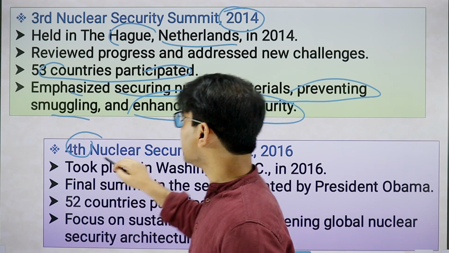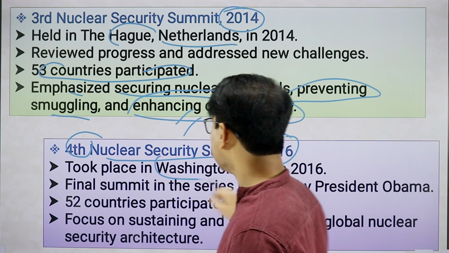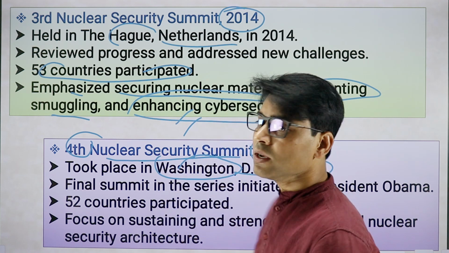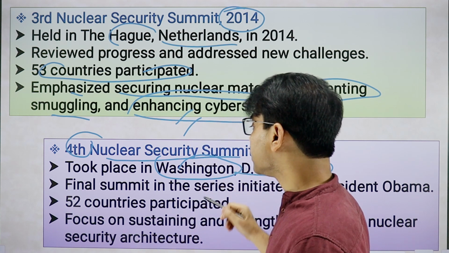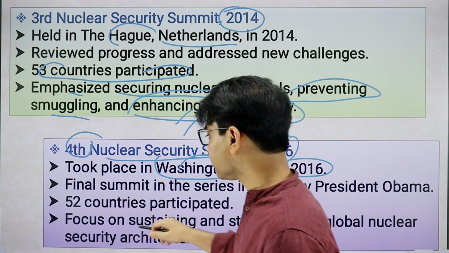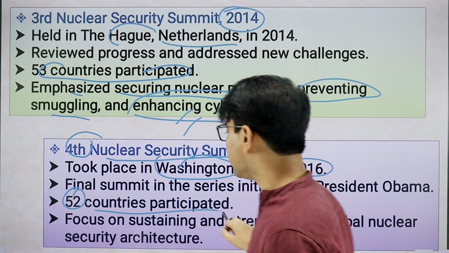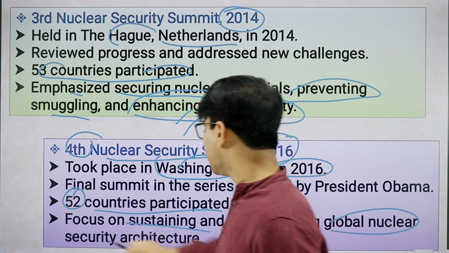And when we talk about the fourth Nuclear Security Summit that took place in 2016, it again took place in Washington DC. This is the second time a Nuclear Security Summit, initiated by the United States, took place in Washington. The first also took place in Washington DC, sorry. In that, 52 countries participated, and it focused on strengthening the global nuclear security architecture.